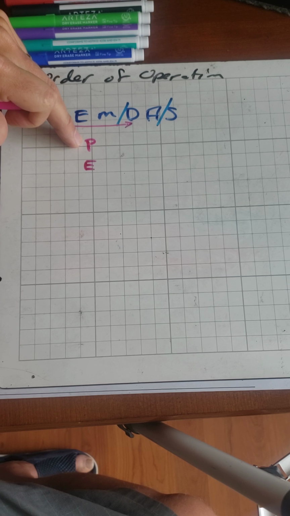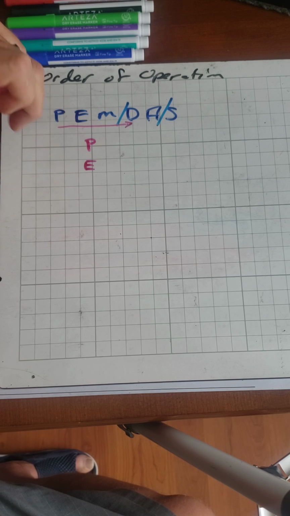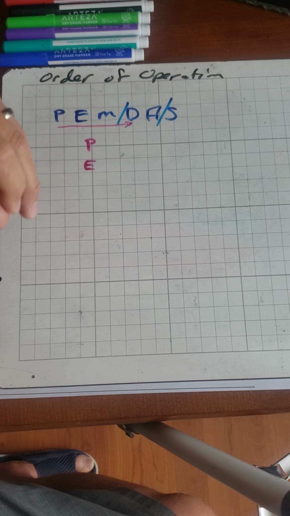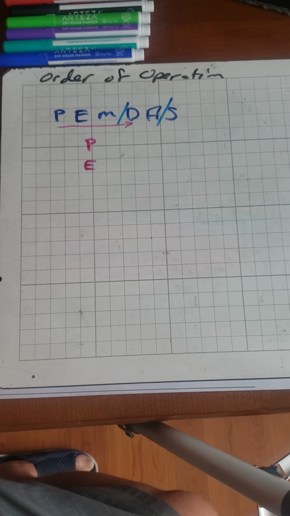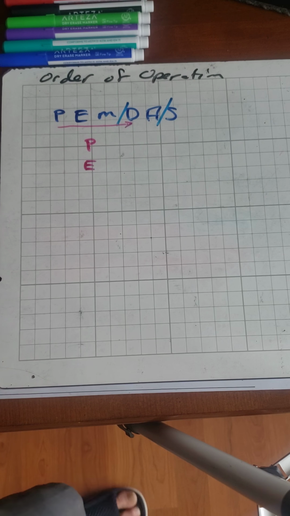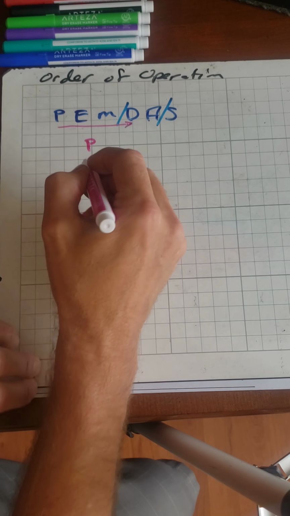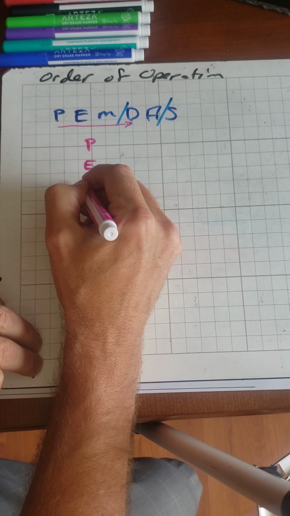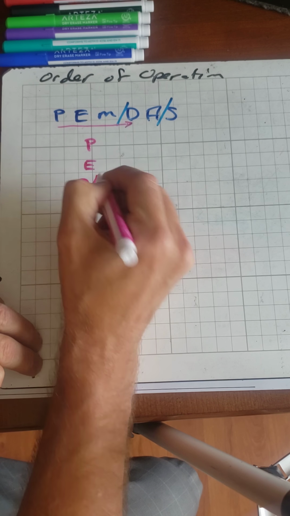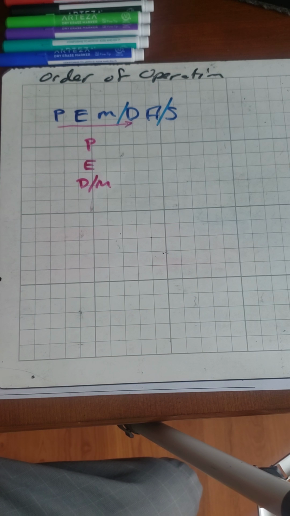So I've got my parentheses come first, then my E, which is my exponents, and then M and D. And M and D are the same level. Actually, I need to change. Actually, I won't change yet. M and D are the same level. So what I have my students do is I actually have them do it like this. Whoops, not like that, like this. Okay?